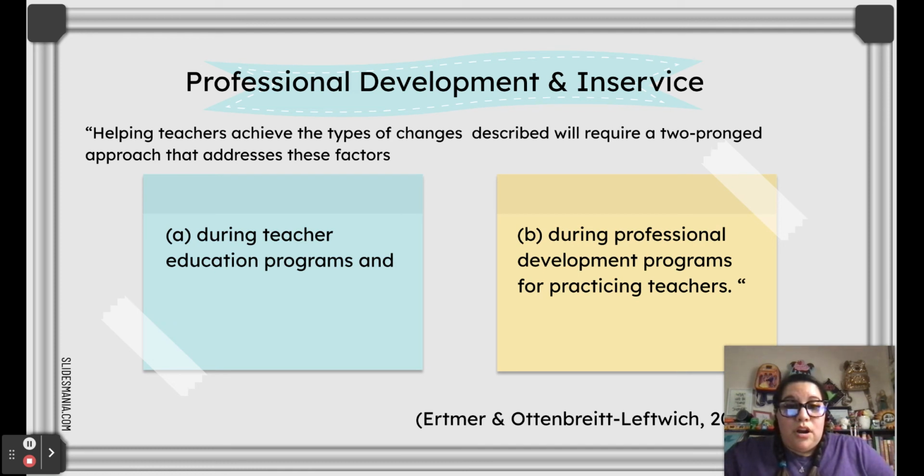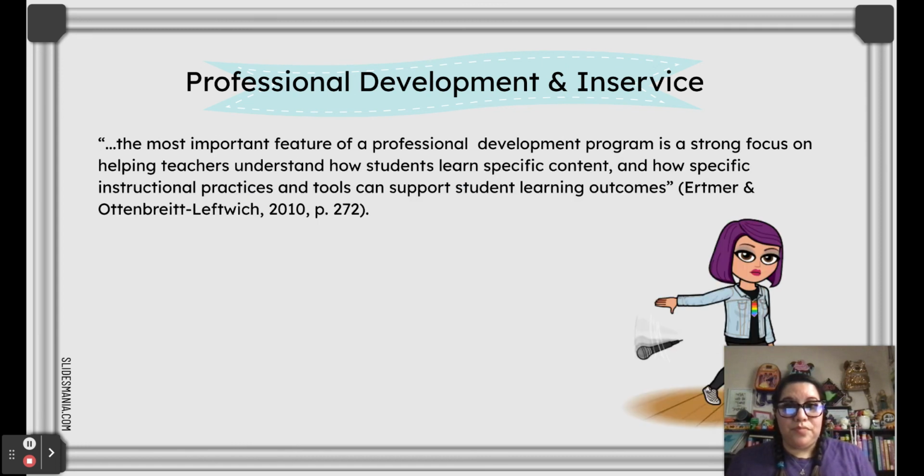And the Ertmer and Ottenbreit-Leftwich article also said helping teachers achieve the types of changes described will require a two-pronged approach. So, teaching those teachers in the beginning in the education programs and teachers that are currently teaching. So, making sure we're addressing all the teachers and helping them all to learn about technology integration.